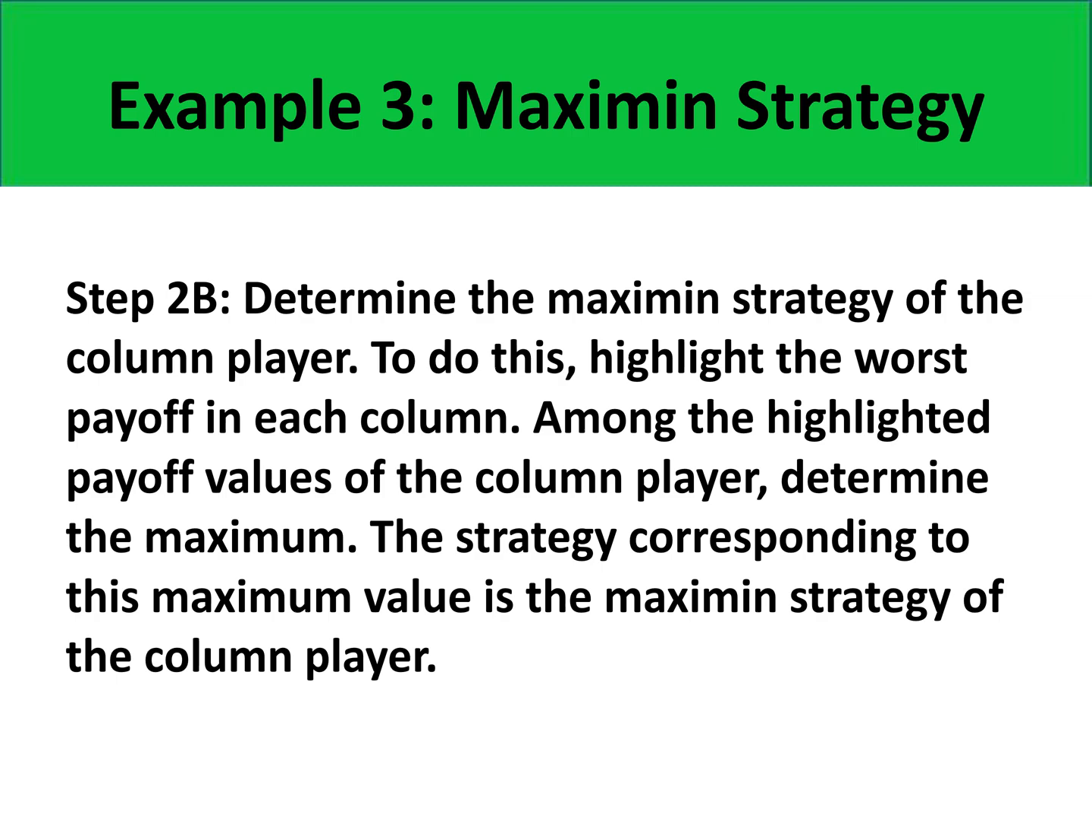Sub-step 2 is similar to sub-step 1. This time, we're getting the maximin strategy of the column player. To do this, we highlight the worst payoff in each column from the payoff matrix of the column player. Among the highlighted payoff values of the column player, determine the maximum. The strategy corresponding to this maximum value is the maximin strategy of the column player.